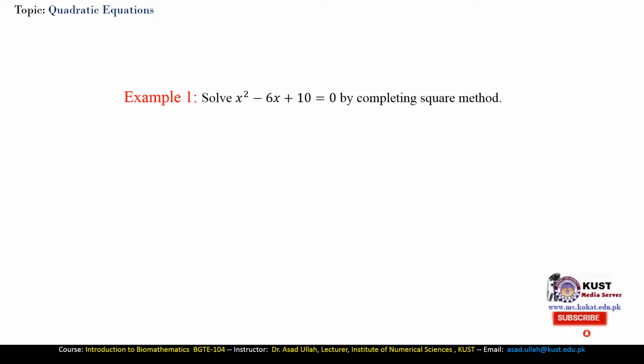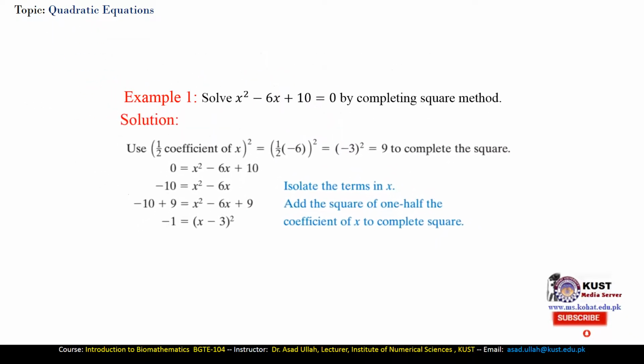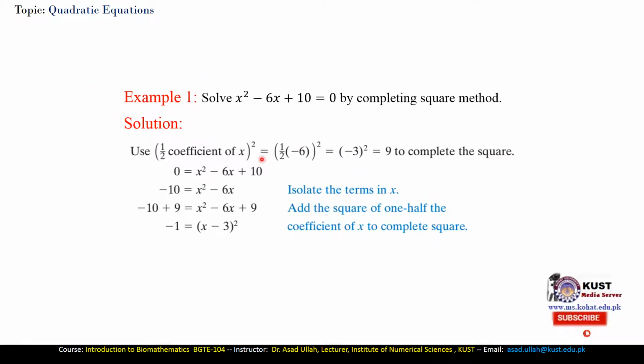Now to understand the completing square method, here we provide the first example, that is, x square minus 6x plus 10 is equal to 0. We have to solve this equation by using the completing square method. In the solution, first we calculate the term that is to be added to both sides of the equation after separating the variables, that is, 1/2 times the coefficient of x whole square. The coefficient of x in this case is minus 6. So we get 1/2 times minus 6 whole square, which is equal to 9.